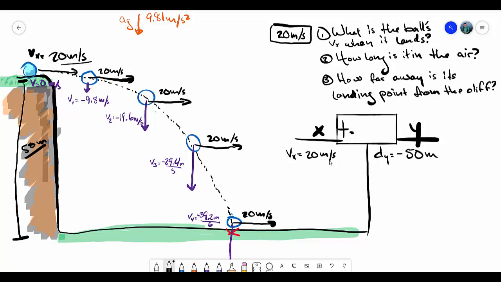So a few other things we know. We know acceleration along the x-axis is 0. It doesn't experience any acceleration. It's moving at a constant velocity. However, acceleration along the y-axis is gravity. It's equal to 9.81 meters per second squared. And again, it's negative 9.81 meters per second squared because gravity is pulling downward.